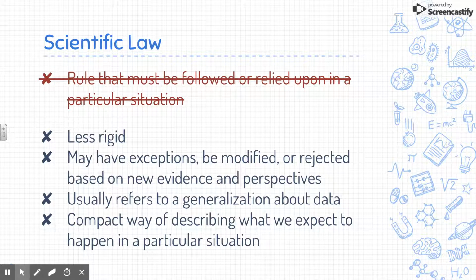In biology, we often talk about Mendel's laws of inheritance. So if you've ever done a Punnett square, you're using Mendel's laws to try to predict what traits offspring might have based on what you know about their parents. This only works with certain traits. It doesn't apply to all traits and all inheritance, and that's why it might have exceptions or might not apply to all situations.